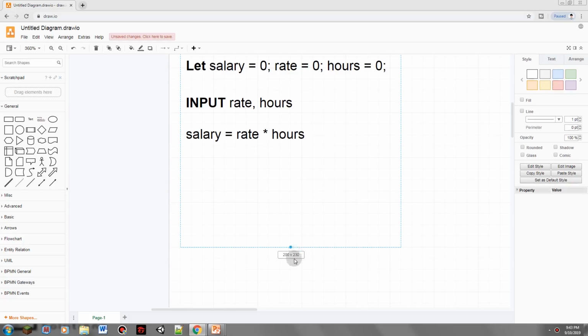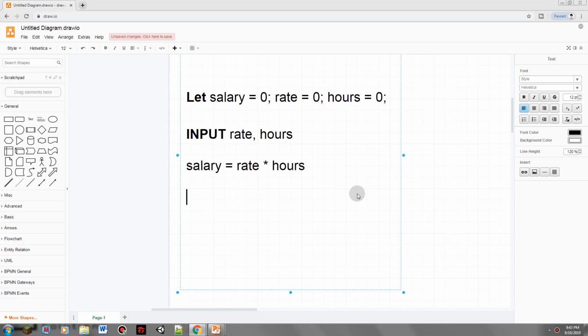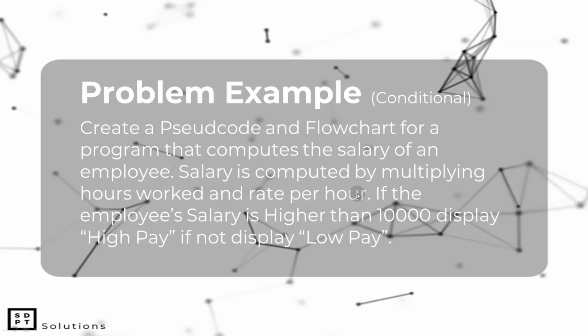So, ano ba yung output natin? So, i-output ba natin yung salary? No, we don't output salary. So, as you can see, sa problem natin, we should output high pay or low pay, depende dun sa salary natin kung mas mataas sa 10,000 or mas mababa sa 10,000. So, ngayon, paano natin gagawin yan?